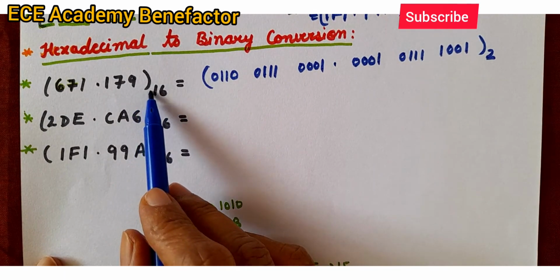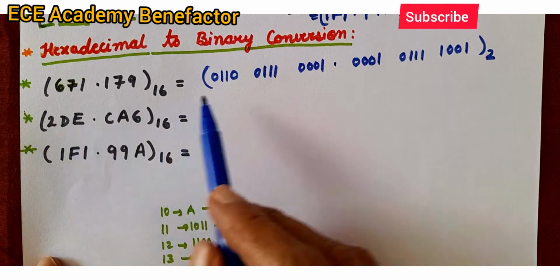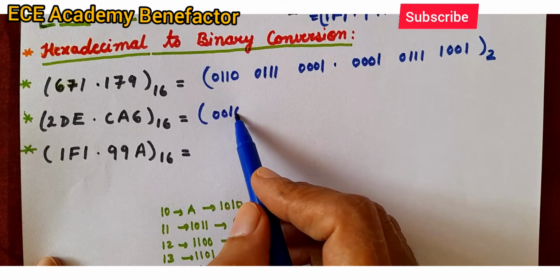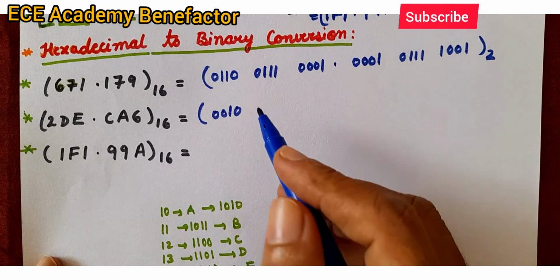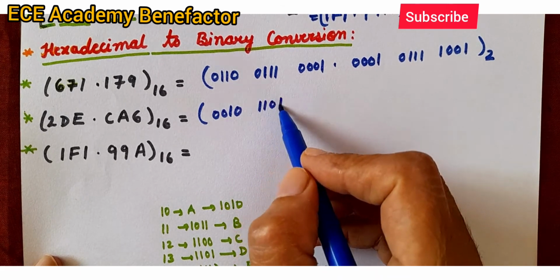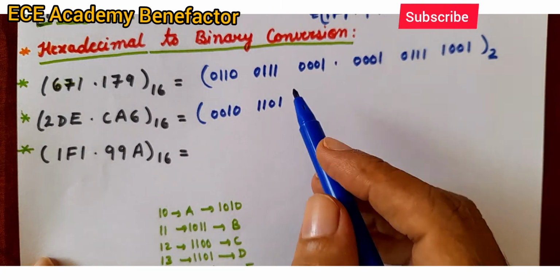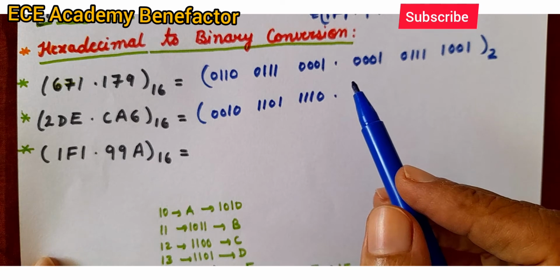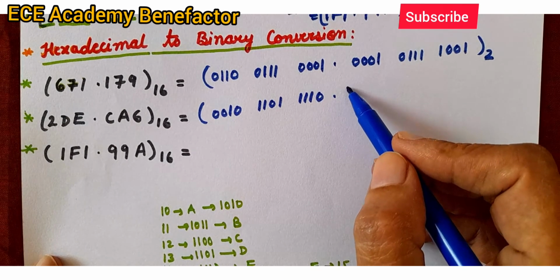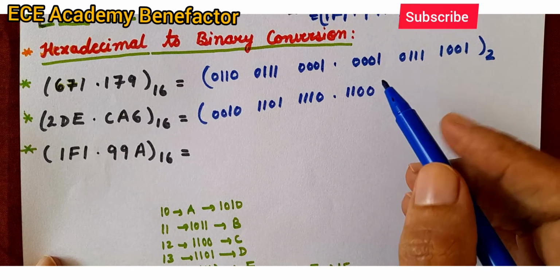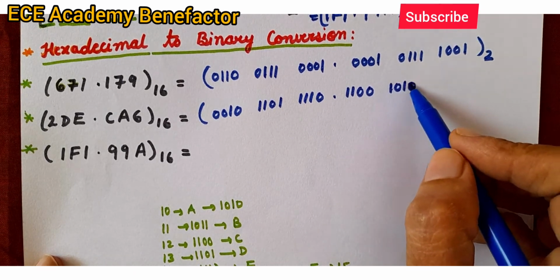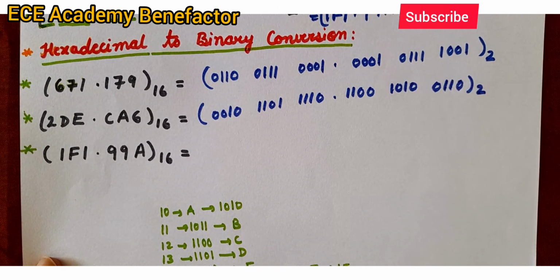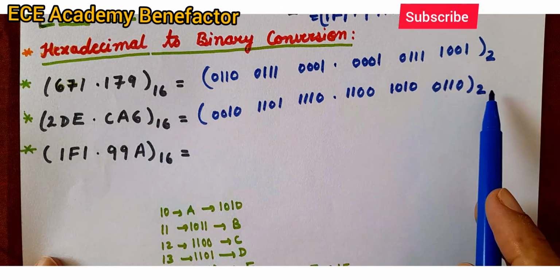So we have converted hexadecimal to binary by writing each hexadecimal digit in a group of 4 bits. 2 is 0010. D is 13, that is 1101. E is 14, 14 is 1110. Dot C. C is 12, 12 is 1100. A is 10, 1010. 6 is 0110. In this way we can do the conversion from hexadecimal to binary.